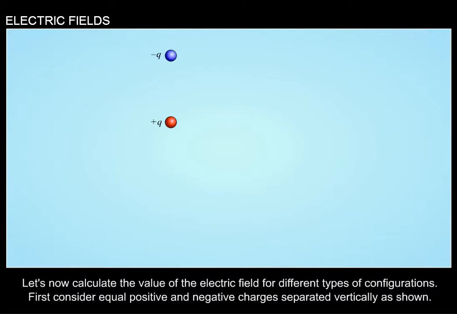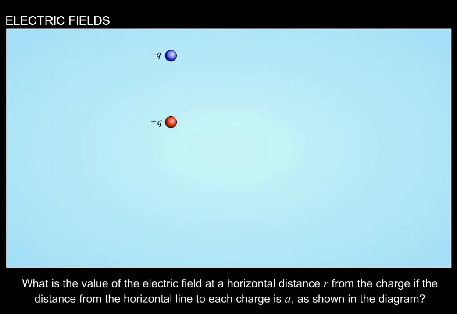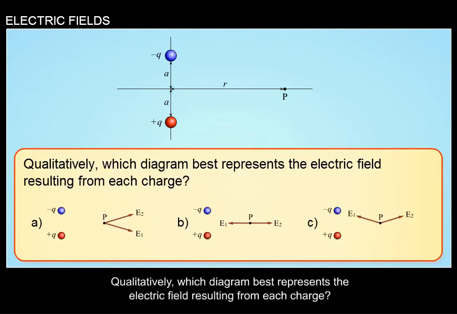Let's now calculate the value of the electric field for different types of configurations. First, consider equal positive and negative charges separated vertically as shown. What is the value of the electric field at a horizontal distance r from the charge, if the distance from the horizontal line to each charge is a, as shown in the diagram? Qualitatively, which diagram best represents the electric field resulting from each charge?